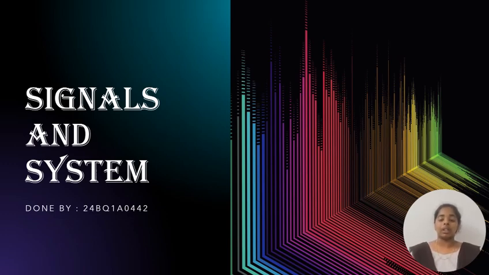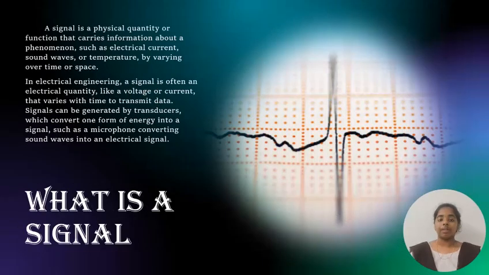Let's know what a signal is. Let's have a brief discussion about signal. A signal is a physical quantity or a function that carries information about a phenomenon such as electrical current, sound wave, or temperature by varying over time or space. In electrical engineering, a signal is often an electrical quantity like a voltage or current that varies with time to transmit data. Signals can be generated by a transducer, which converts one form of energy into a signal, such as a microphone converting sound wave into an electrical signal.